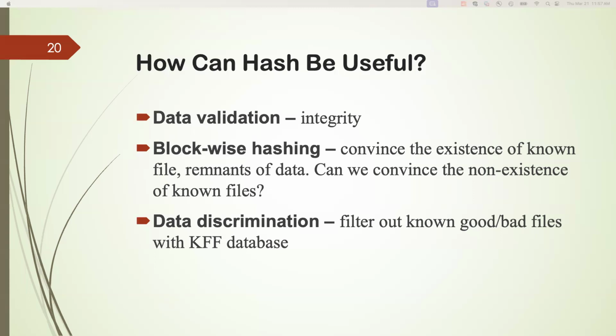Lastly, data discrimination. We can use hashing for data discrimination, or a KFF database, and it can significantly reduce the amount of time and the number of files that we need to investigate for any given case. If we have 1,000 files, rather than spending our time on all 1,000 files, we will compare them with a known file filter and filter out all the good files, and then focus our energy and time on the known bad files or unknown files. So this way it can speed up our investigation process as well.